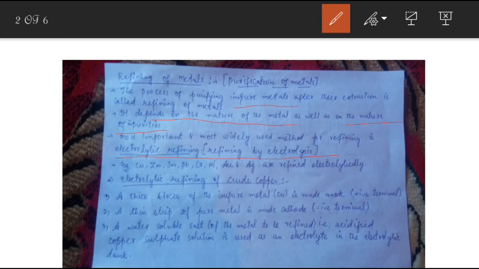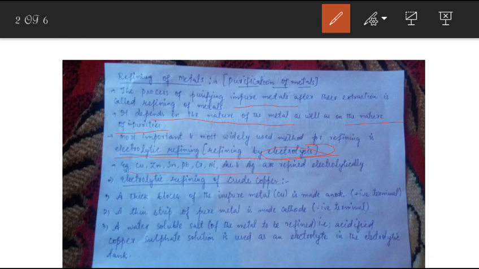Do you know what electrolysis is? Electrolysis means splitting of a compound by the passage of electric current. When we pass electric current through a molten state or through an aqueous solution of a compound, it gets split, it gets broken into its ions. This whole process is called electrolysis. So here we will study the electrolytic refining of metals.